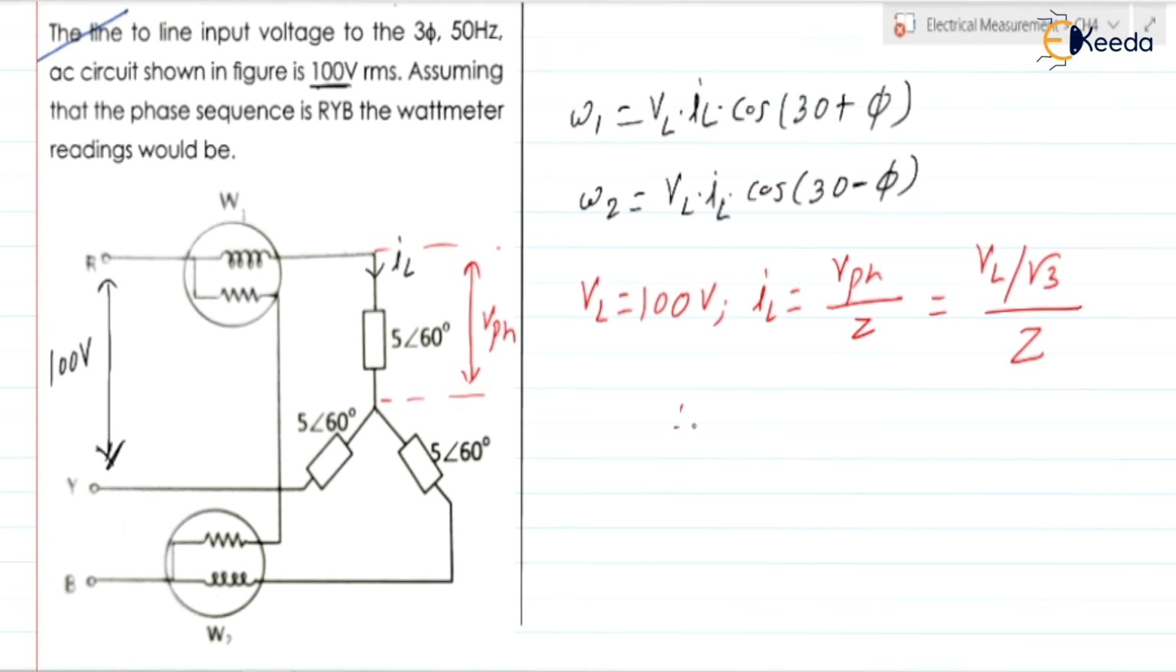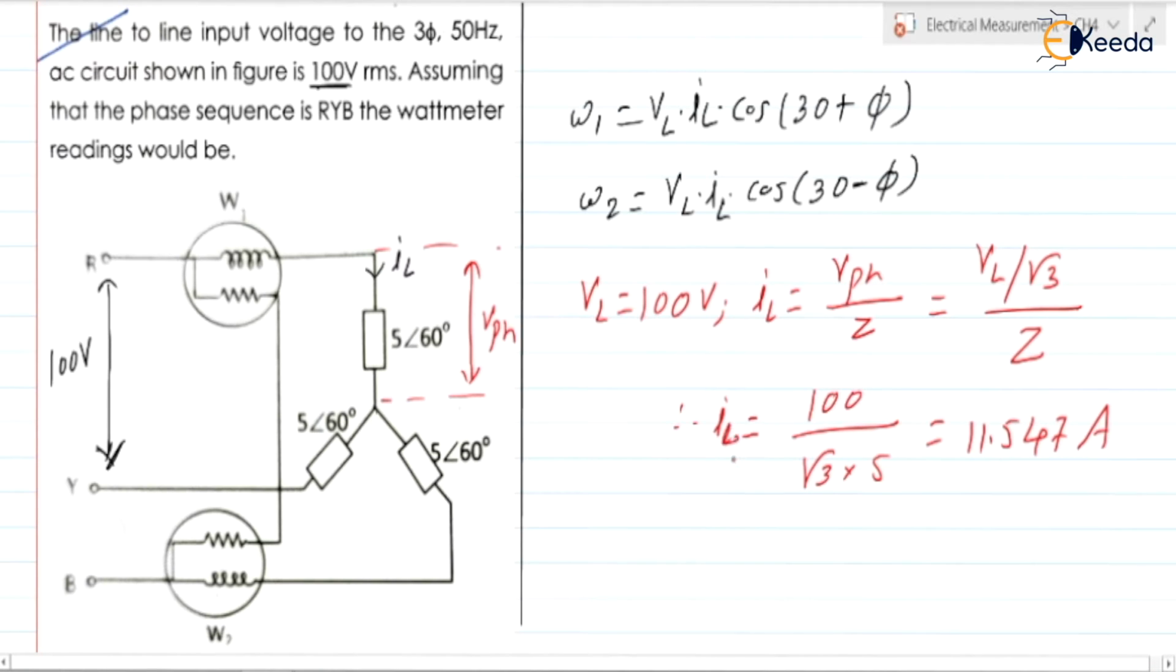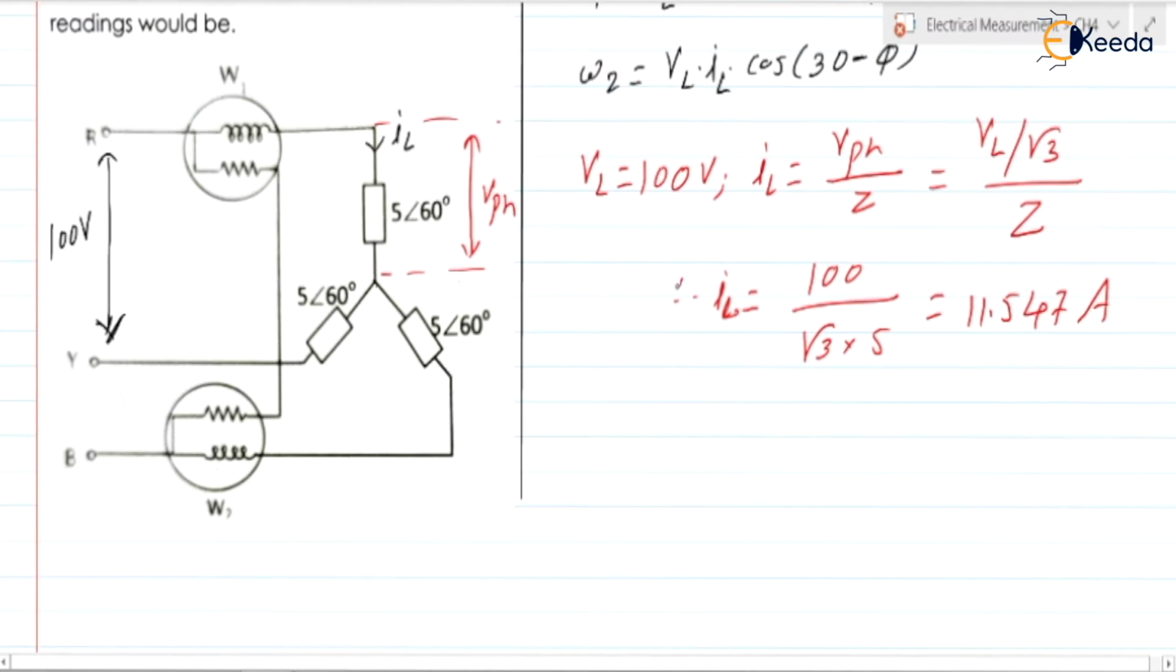So we can write IL is equal to VL, 100 volt, divided by root 3 into impedance Z. It is 20 angle phi. So we can write it as 100 upon root 3 into 5, that is 20 divided by root 3, 11.547 ampere, right? This is the IL we are having. Next, VL is given, IL we know, and phi is equal to 60 degree.